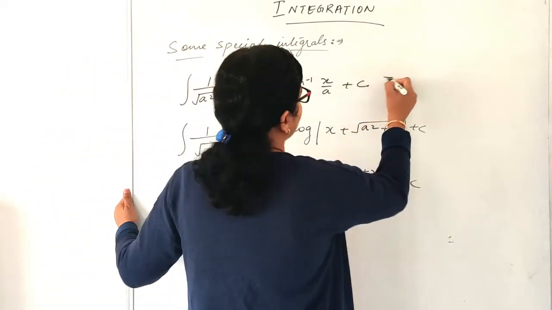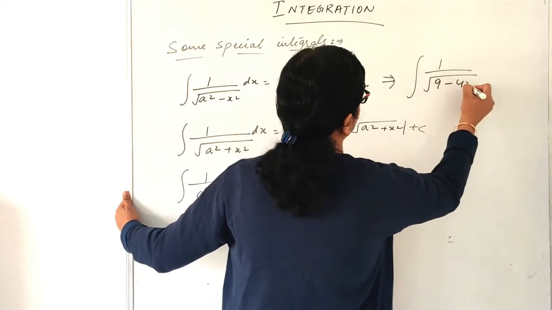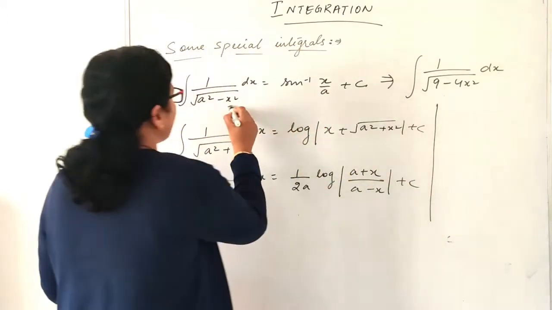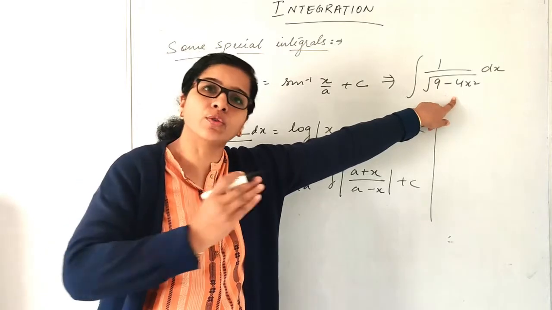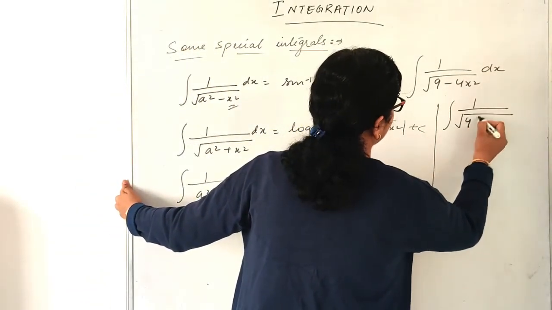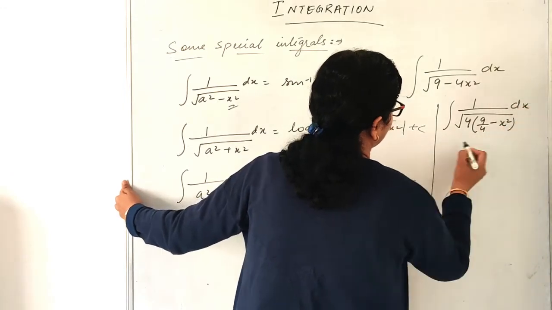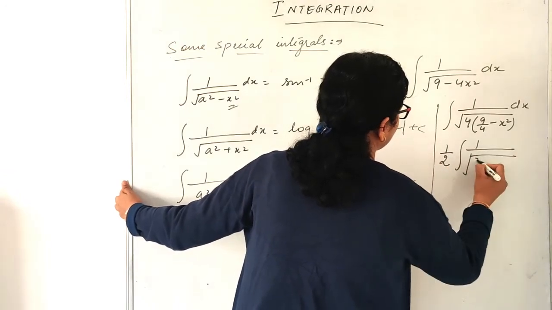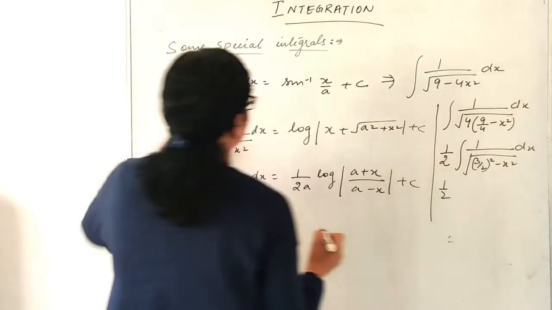So say for example you have been given here 1 upon root 9 minus 4x square dx. How you can solve it? Look here, I have here x square, but in the question I have 4x square. So what you can do, you can take out 4 common. Okay. So in that case it will become root, take out 4 common, 9 by 4 minus x square dx. Okay. So it will become 1 by 2, integration 1 upon under root (3 by 2) whole square minus x square dx. Now we can apply directly this formula.